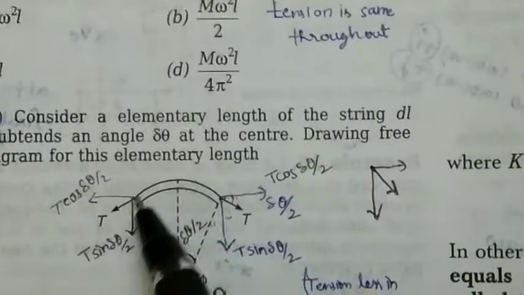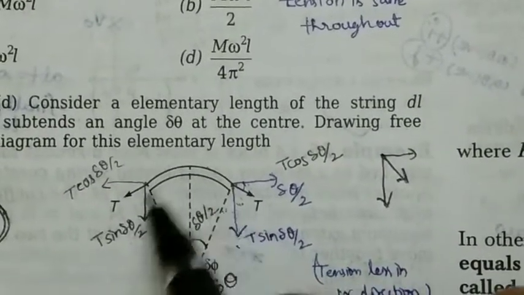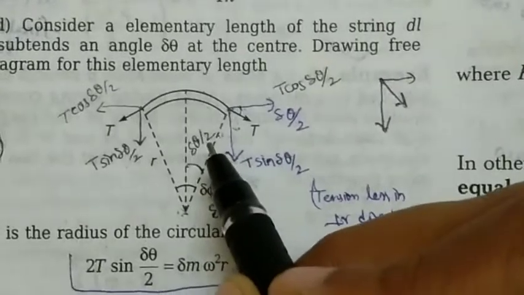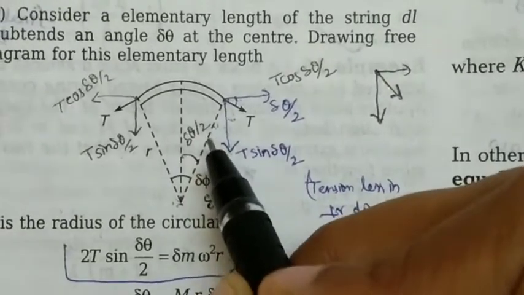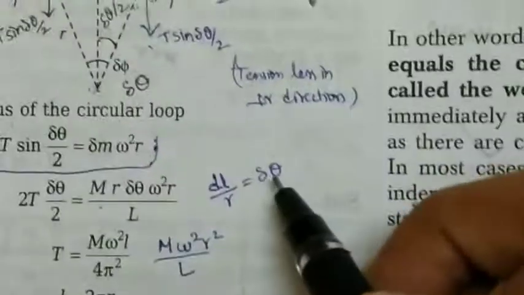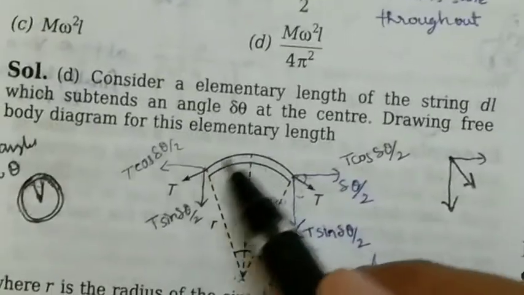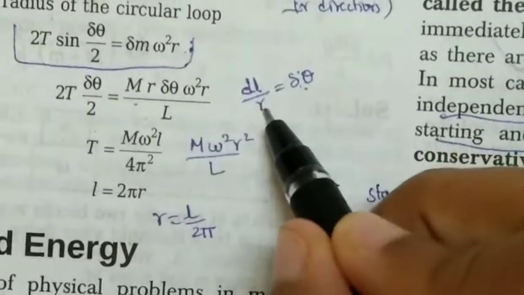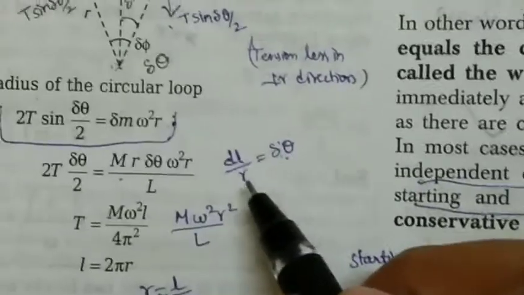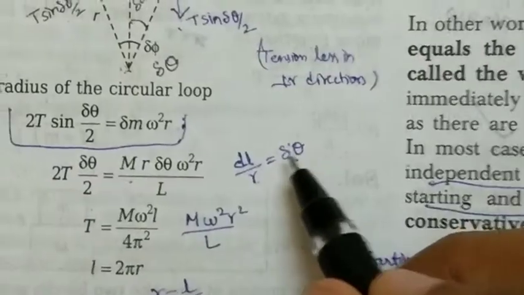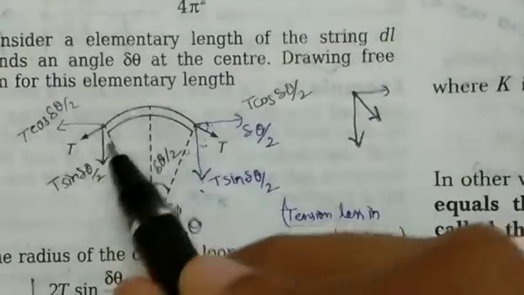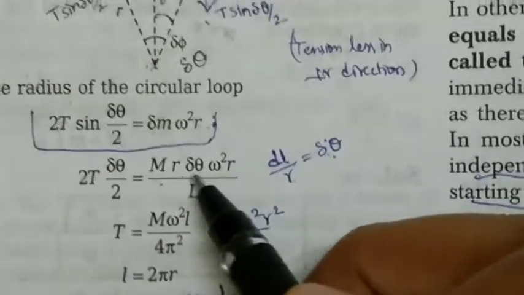And mass for this much length, so here length is dl, and we know that theta is equal to l by r. Here theta is nothing but delta theta, and l is nothing but dl, and r is this small r. So delta theta is also dl by r. So then dl is also r delta theta. So length of this string can be expressed as r delta theta.